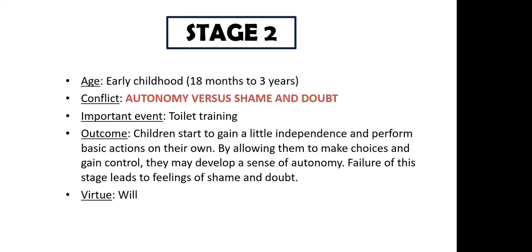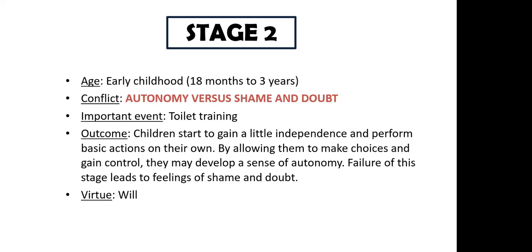Autonomy versus shame and doubt is the second stage, which occurs between the ages of 18 months and approximately 3 years. Erikson believed that toilet training is a vital part of this process, as learning to control one's bodily functions leads to a feeling of control and a sense of independence. Other important events include toy preferences and clothing selections. At this point, children are just starting to gain a little independence. They are starting to perform basic actions on their own and making simple decisions about what they prefer.